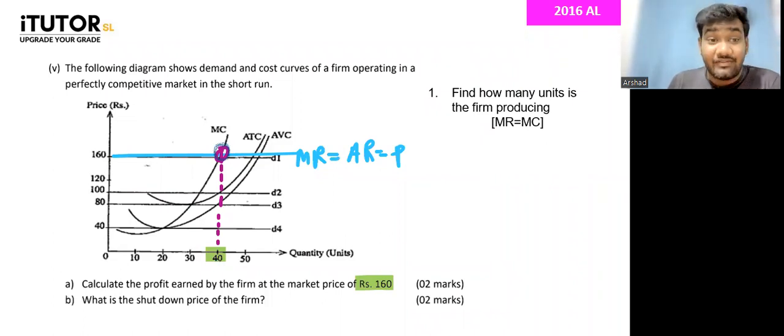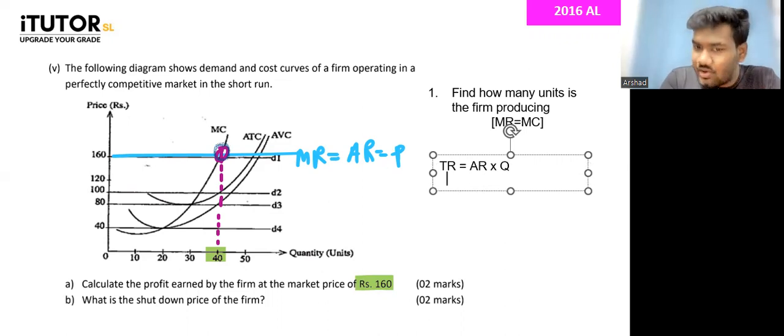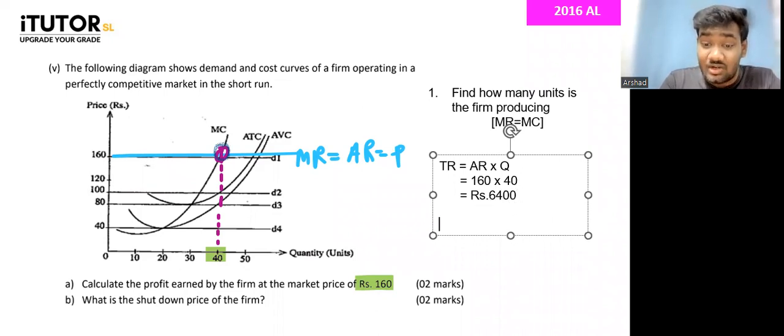So now at 40 units, can you tell me how much is the total revenue? Total revenue is how much? They will give you the price. Either price or quantity has to be given. Otherwise, you can't find. Total revenue is average revenue multiplied by the quantity, or the price multiplied by the quantity. So how much is the price? 160. How much is the quantity? Quantity is 40. So 160 into 40 is how much? 160 into 40 is 6,400.